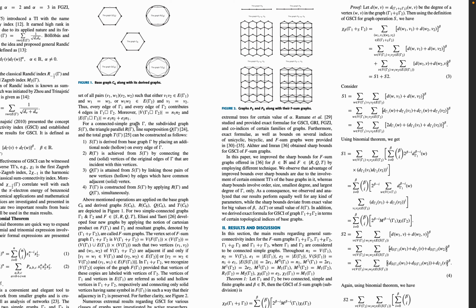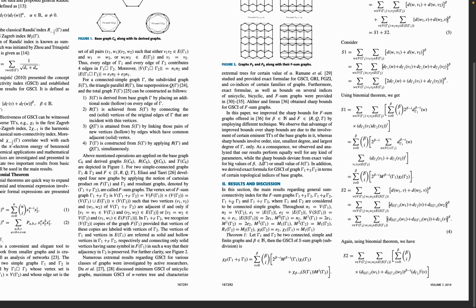For a connected simple graph T, the subdivision, triangle, parallel line, superposition and total graph can be constructed as follows. S(T) is derived from the base graph T by inserting an additional node on every edge of T. R(T) is achieved from S(T) by connecting the end vertices of the original edges of T that are incident with the new vertices. Q(T) is attained from S(T) by linking those pairs of new vertices by edges which have a common adjacent vertex. T(T) is constructed from S(T) by applying R(T) and Q(T) simultaneously.